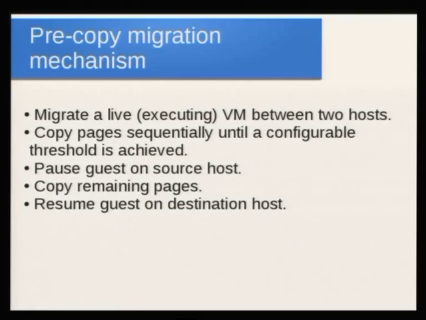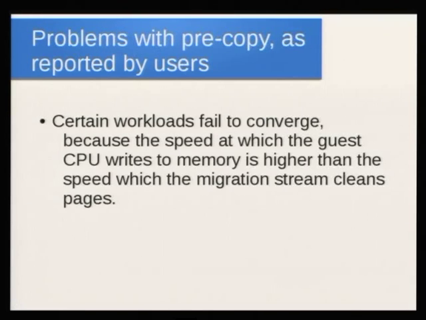How does the pre-copy migration mechanism work? We want to migrate a live VM between 2 hosts, and we copy pages sequentially until a configurable threshold is achieved. When the threshold is achieved, we pause the guest on the source host, transfer the remaining pages, and resume the guest on the destination host. With this scheme, there have been some problems reported by users that certain workloads fail to converge because the speed at which the guest CPU writes to memory is higher than the speed which the migration stream is able to clean pages.